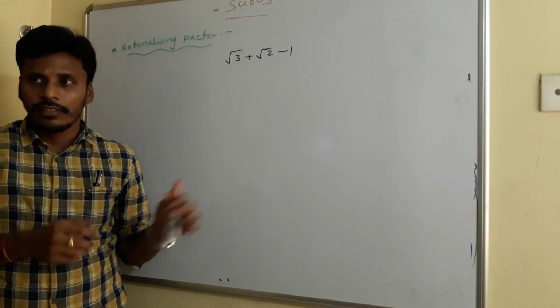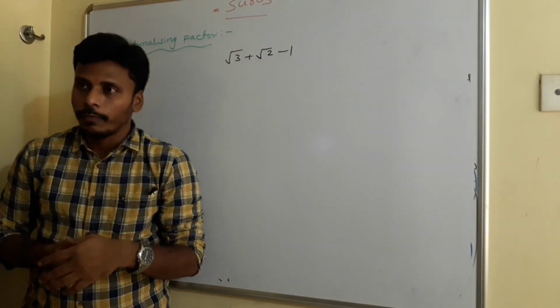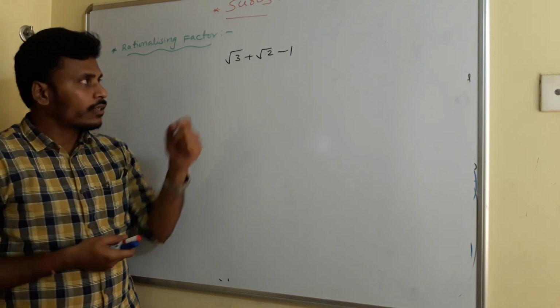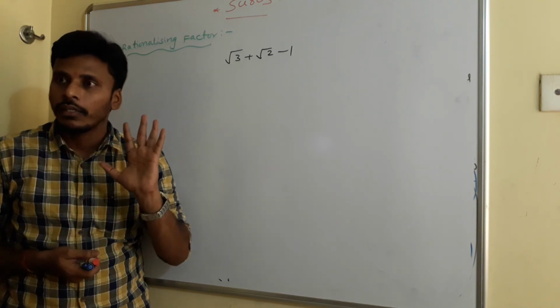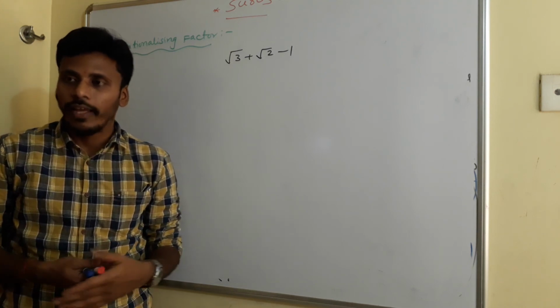That's for today. This is the problem. Once it is over, I will conclude the session. See, root 3 plus root 2 minus 1. You need to find the rationalizing factor. The problem involves second order surds, so always you need to utilize a square minus b square only. You don't have more than that.